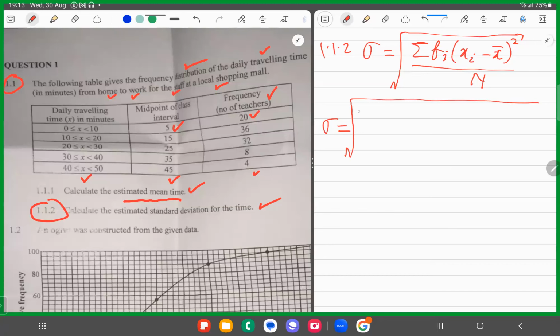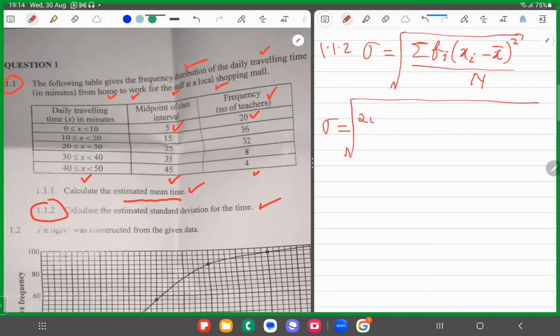So, you're going to say sigma is the same as the square root. Right? The summation of the frequencies. So, the frequency here is going to be 20. You multiply by the xi minus x bar. So you have the xi, which is the midpoint of the class, minus the x bar, which is 19. You square this one. You add. And then now you have 36, you can just put the brackets here. Okay, so let me write properly.